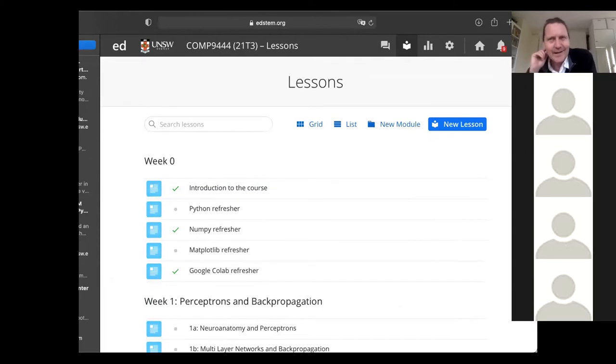Will there be a tutorial? Good question. There won't be tutorials exactly, but there will be effectively online lab consultations. They'll begin in week two, and they'll be done by Zoom as well. We're just sorting out the times and the Zoom links now, and as soon as it's ready, I'll post a notice on the Ed website.